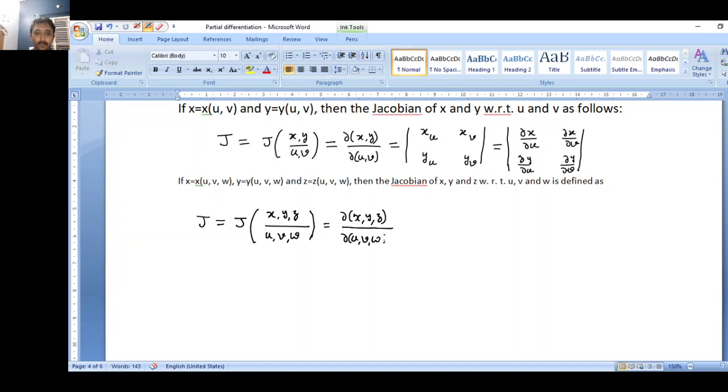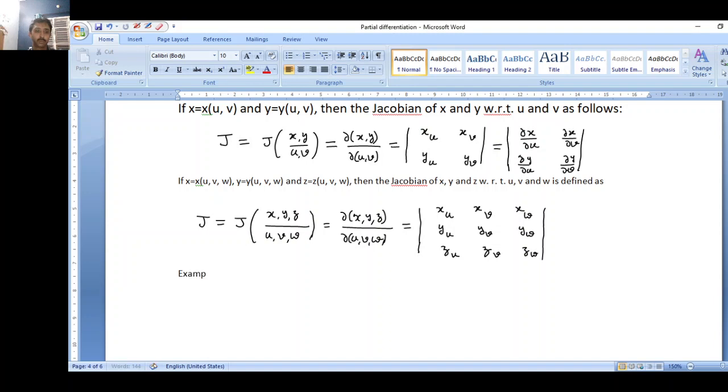It is defined as the determinant of dou x by dou u, which is xu, and then dou x by dou v, which is xv, and dou x by dou w, which is xw. Similarly, the second row would be dou y by dou u, dou y by dou v, dou y by dou w, and then the third row would be dou z by dou u, dou z by dou v, dou z by dou w. So this is the expression for the Jacobian, and of course only if it exists is it defined in this manner. So this is how we define the Jacobian of two variables with respect to two variables, or three variables with respect to three variables, and so on.